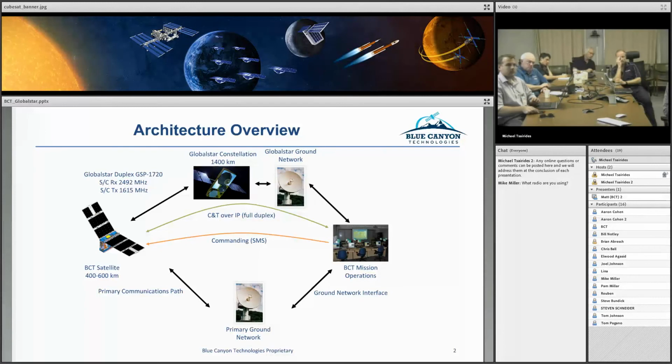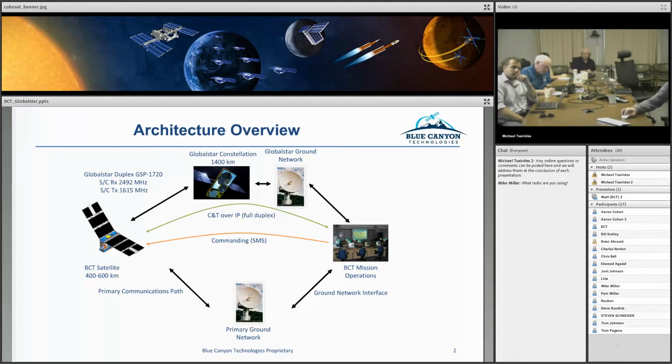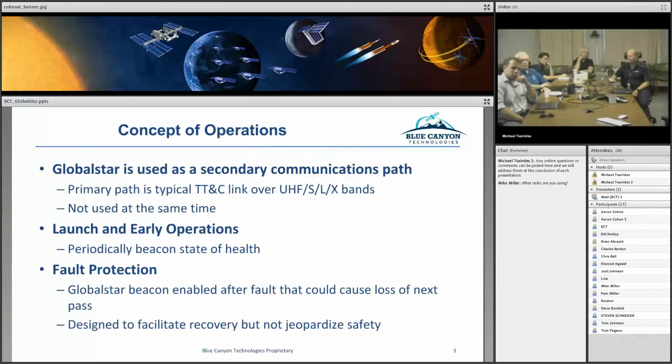Globalstar is, as we've talked about several times before, bent pipe over the Globalstar constellation. We implement full commanding and telemetry over IP for full duplex. And then we also implement a facility for doing commanding over the SMS service. Spacecraft flying the Globalstar right now are all using the full duplex GSP 1720, which we have integrated with our flight avionics.